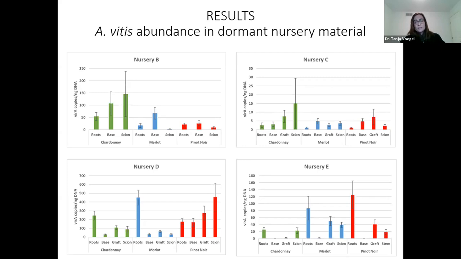In summary, we found that 74% of all of the samples that we tested had some level of A. vitis infection, and only one dormant nursery stock that we looked at tested zero at all locations: roots, the base, the graft union, and the scion. There is no clear pattern between the cultivar or the location, and the bacteria are unevenly distributed. The implications are regarding testing. When we test those vines before planting, we can only look at the roots. However, if there are very few bacteria in the roots, that doesn't mean that there are no bacteria in any other locations of the plants. This is why I think it's going to be difficult to develop a grapevine certification program to certify crown gall free vines.